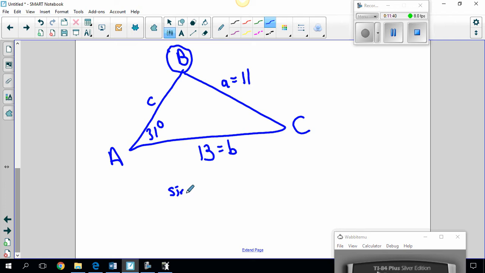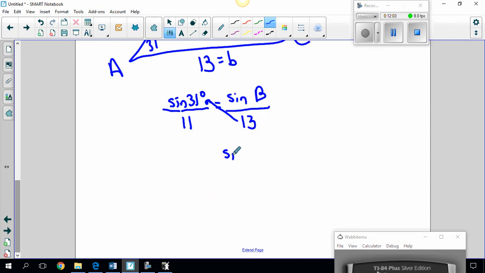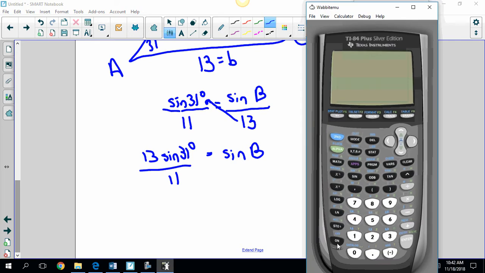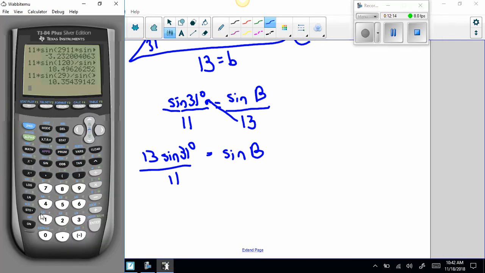I'm going to go sine 31 over 13. Since I'm using an angle finder, I put the trig function on top. And that would be a mistake because you got to put the pair. Sine 31 over 11 equals sine B over 13. Now you multiply both sides by 13 or cross it up. Now this isn't as easy as the last time. You actually got to get this number and actually look at it, because it may turn out that there's no possible triangle.